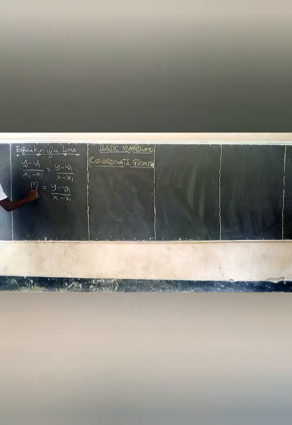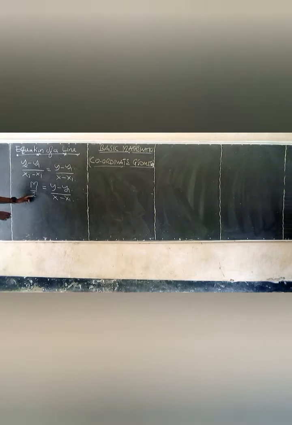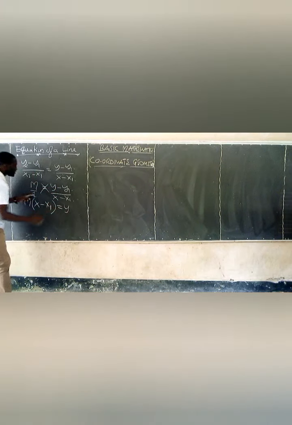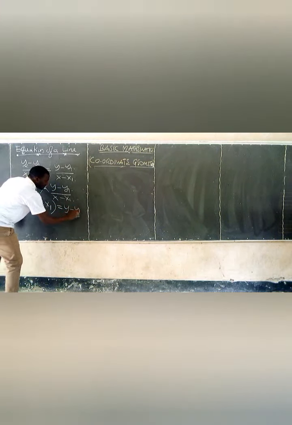But here we can multiply. We can put 1 and then cross multiply. When you cross multiply, you get m times (x minus x1), and this is equal to y; 1 times y, you get y minus y1.